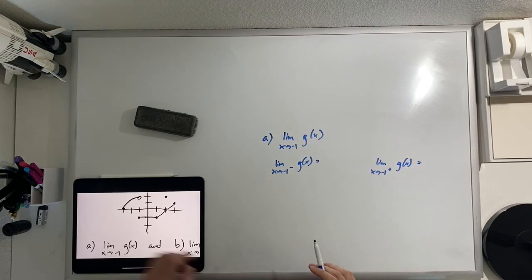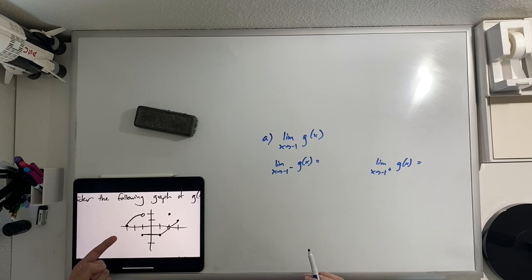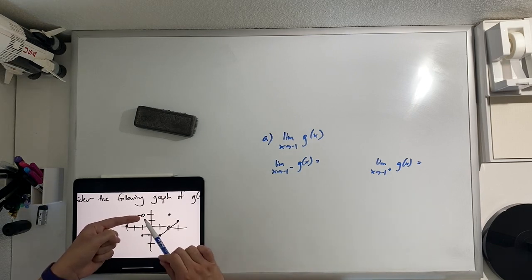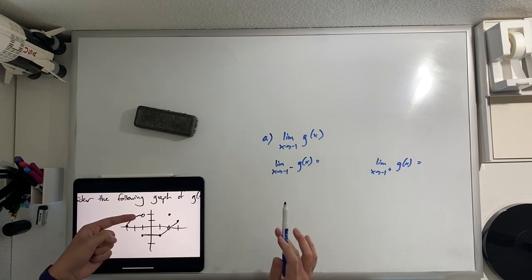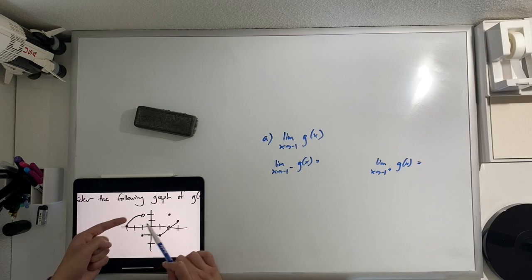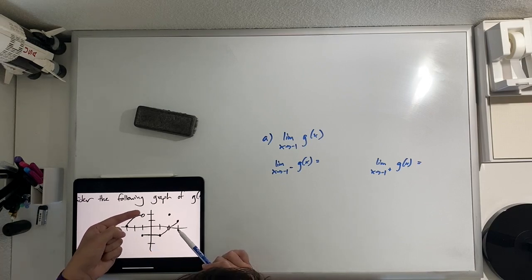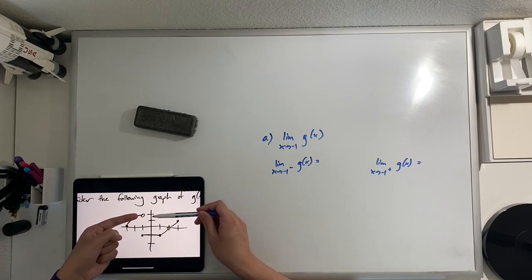Well, as we approach x equals -1 from the left, that means we're coming from this side. And as we get closer and closer, what value is that? Remember, limit is a function, it's a y value. So what y value are we approaching as we get closer to -1 from the left? That's the y value of 2.